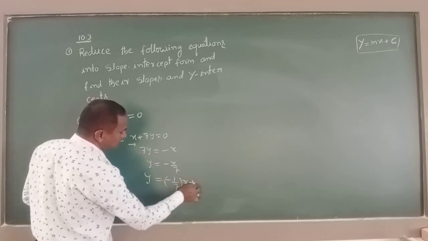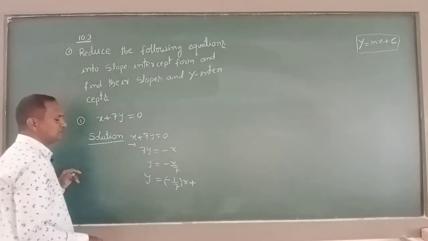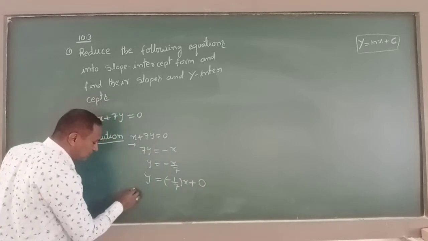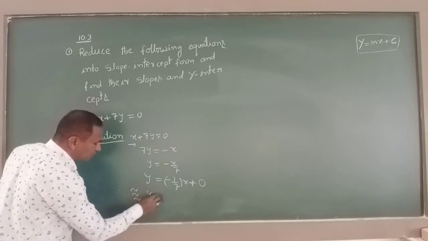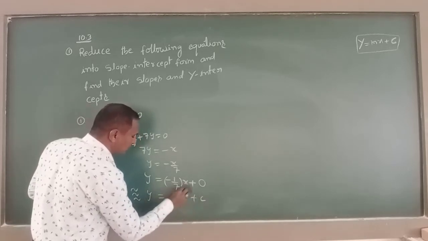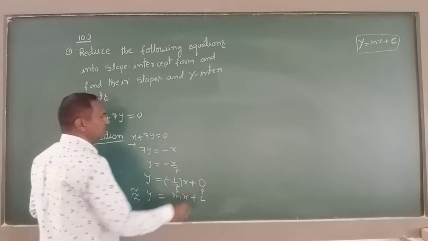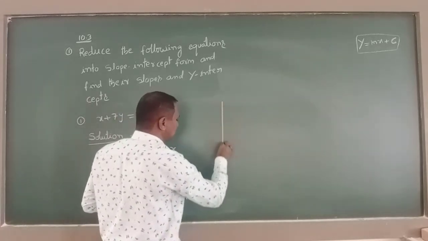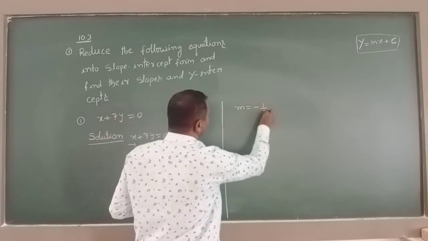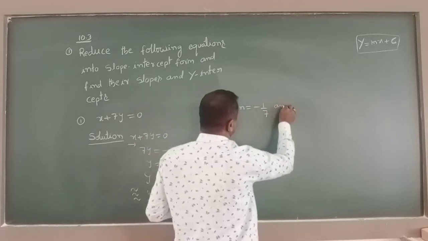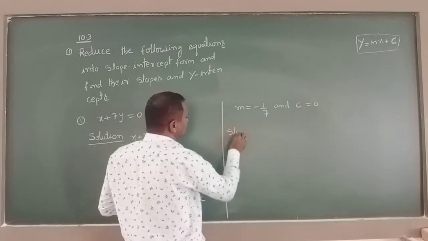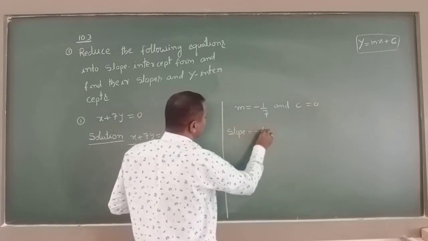There is no constant term, so we just consider that term as 0 here. At the same time, now we are going to compare with the form y is equal to mx plus c. Instead of m we have minus 1 by 7, and instead of c we have 0. That's what we can write: m is equal to minus 1 by 7 and c is equal to 0. Therefore, the slope m is equal to minus 1 by 7.